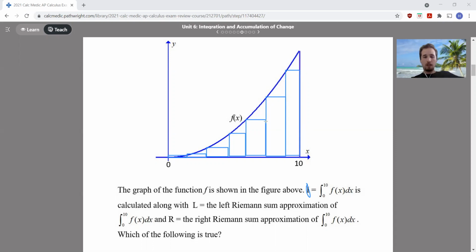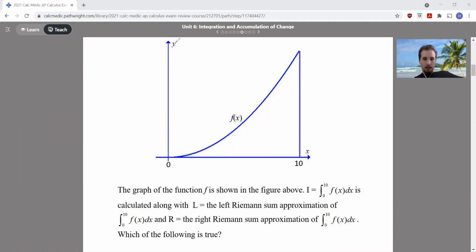And so when you have an increasing function with left Riemann sum, because you're using the left height value, which is lower because the function's increasing, you're going to get a lot of undercounting. So left Riemann sum is going to be less than the exact area because of all that undercounting. Right? You see all this space here that's not being counted. It's an under approximation.